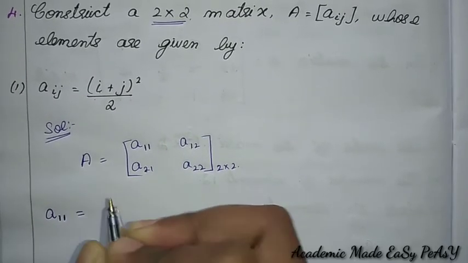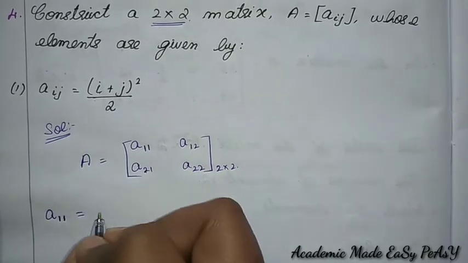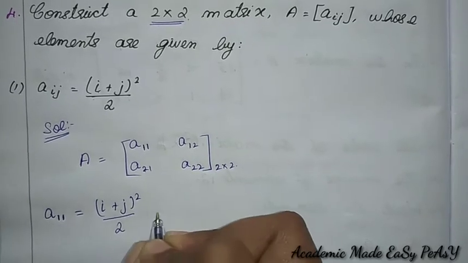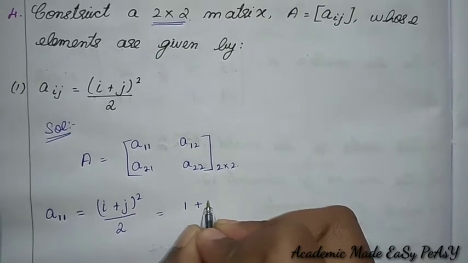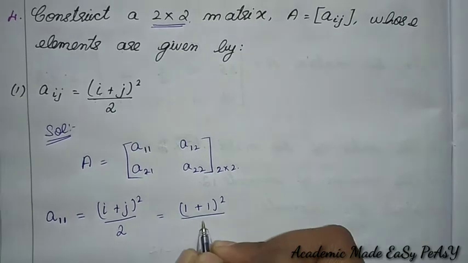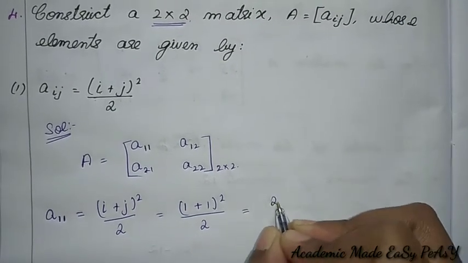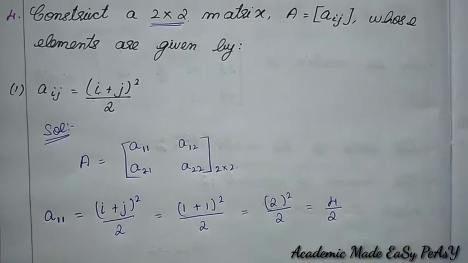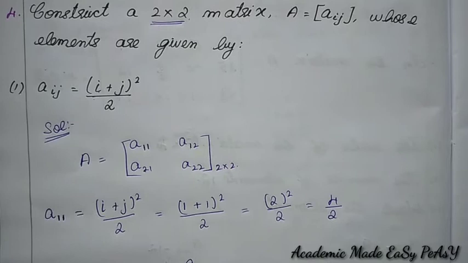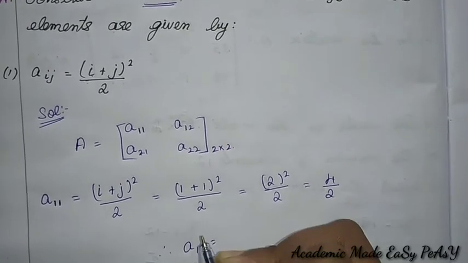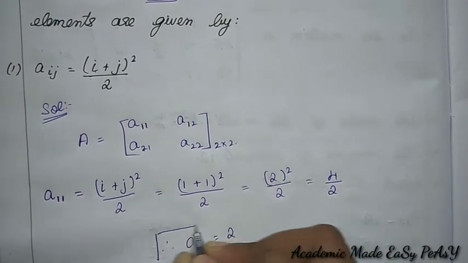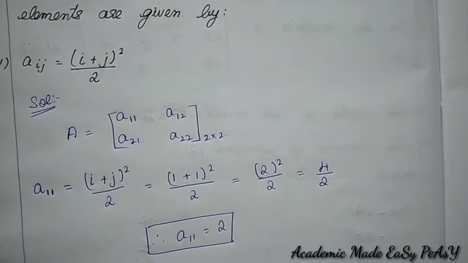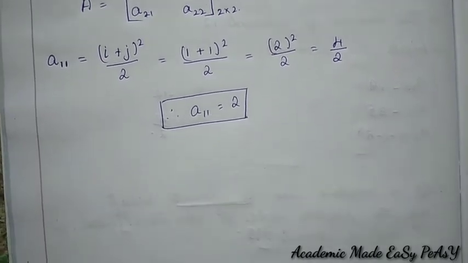So A11 is equal to, the formula is given here, (i plus j) the whole square divided by 2, which is equal to (1 plus 1) the whole square divided by 2, which is equal to 2 square by 2, which is 4 by 2. So therefore my A11 is equal to 2. So this is the first element of my matrix. So now I will move on to the second element.